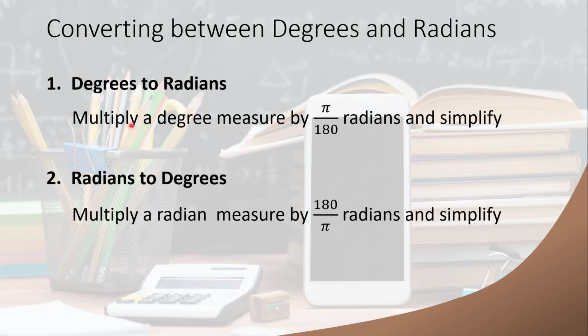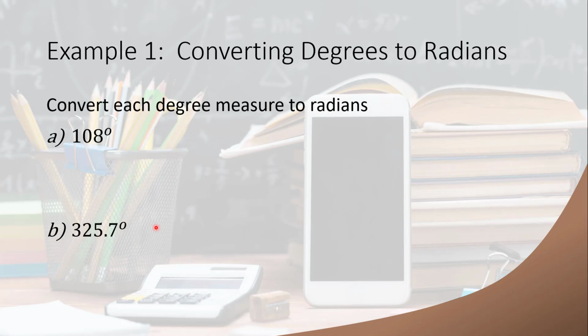So, to convert degrees to radians, you take your degree measure and you multiply it by pi over 180 and simplify. And similarly, to convert from radians to degrees, you take your radian measure and multiply it by 180 over pi, and you have degrees. Okay, so let's go ahead and do this.